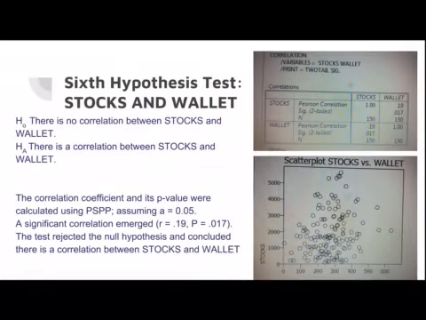Our sixth hypothesis test was between stocks and wallet. The null hypothesis states that there is no correlation between stocks and wallet. The alternative hypothesis states there is a correlation between stocks and wallet. The correlation coefficient and its p-value were calculated using PSPP, assuming an alpha of 0.05. Our data information can be found over on the right-hand side. The test rejected the null hypothesis and concluded that there is a correlation between stocks and wallet.